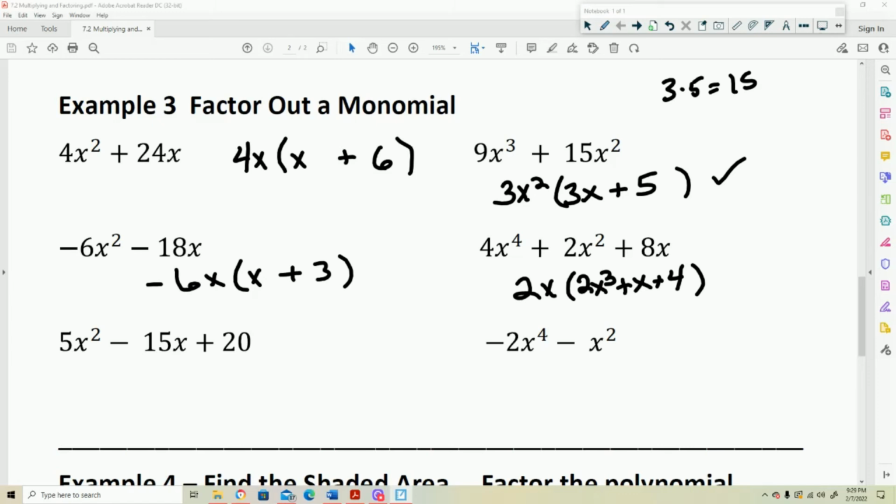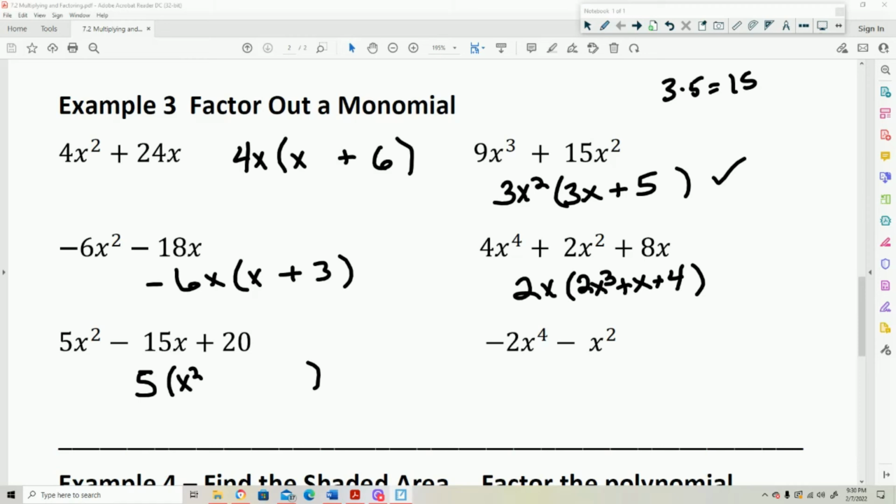5x squared minus 15x plus 20, you factor out a 5. This one does not have an x, so they do not all have an x. They do not share an x, do not have an x in common. So I'm just factoring a 5 out, not the x. 5 times what is x squared? Well, 5 times x squared is 5x squared.